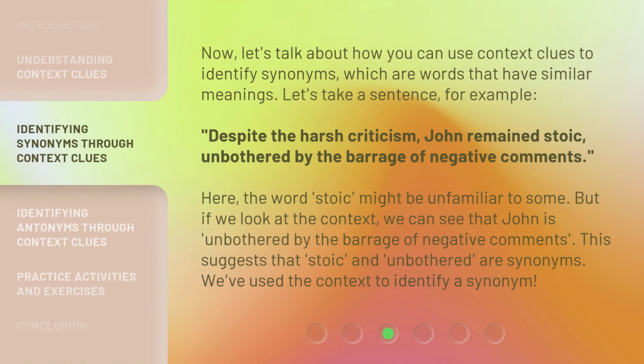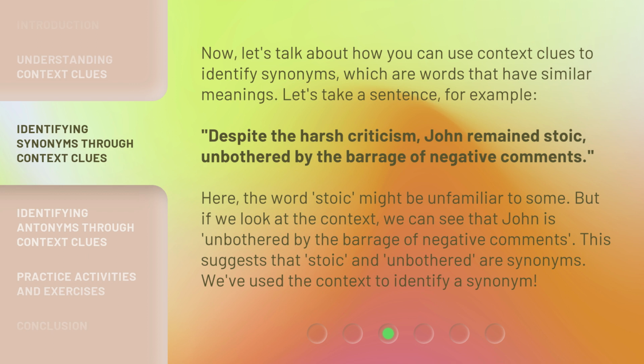Now, let's talk about how you can use context clues to identify synonyms, which are words that have similar meanings. Let's take a sentence. For example, despite the harsh criticism, John remained stoic, unbothered by the barrage of negative comments. Here, the word stoic might be unfamiliar to some.